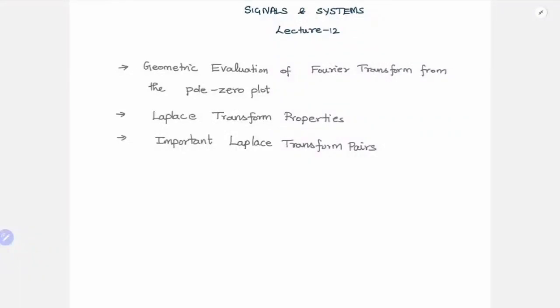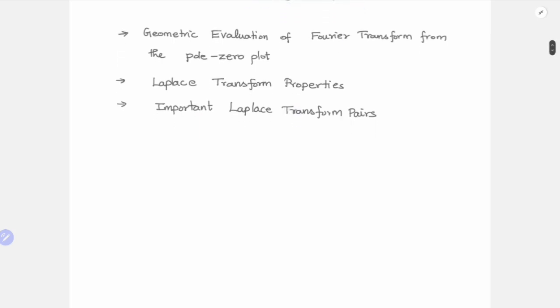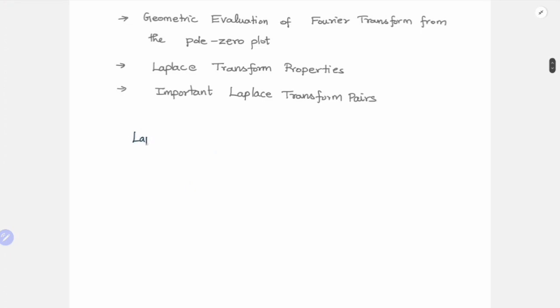Guys, welcome back. This is lecture 12 of the lecture series Signals and Systems. In this lecture, we'll be learning about the geometric evaluation of Fourier transform from the pole zero plot, and we'll see some properties of Laplace transforms and some important Laplace transform pairs. So let's get started. In the previous video, we saw about Laplace transform.